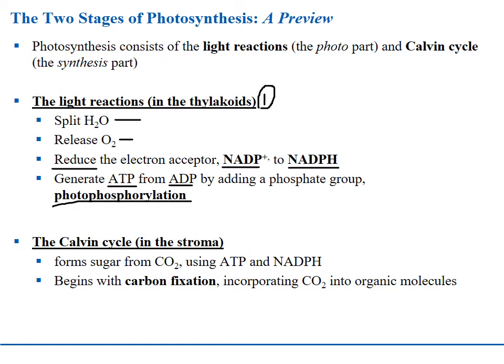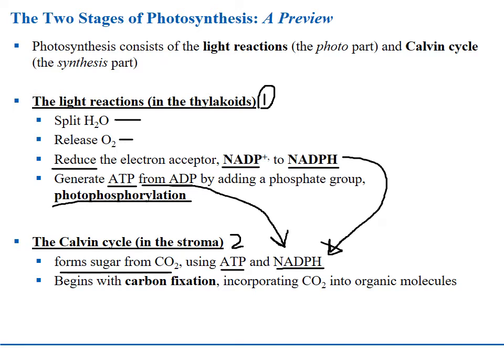Once we've finished the light reactions, then we'll talk about the Calvin cycle. The Calvin cycle does not take place in the thylakoids. Instead, it takes place in the stroma, that thick liquid that's inside of the chloroplasts. The main purpose of the Calvin cycle is to form sugar, to make that glucose from carbon dioxide molecules using the ATP and the NADPH that we created in the light reactions.